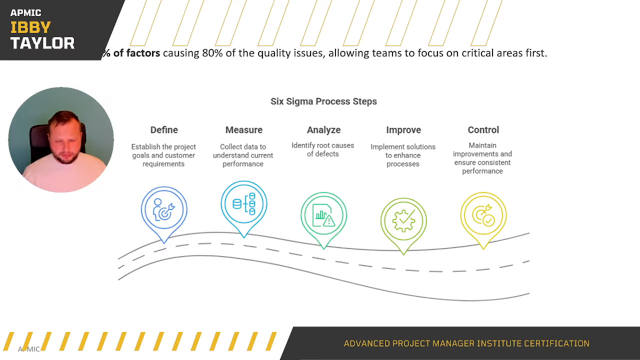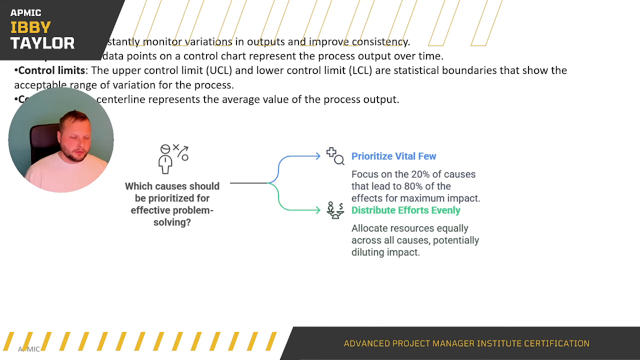We've then got the Six Sigma process steps, which obviously we mentioned earlier. But Pareto analysis is really good to knuckle down on the most cost efficient and resource efficient methods for reducing issues. So we've then got a little bit about control charts, which we'll have a look at on the next slide.